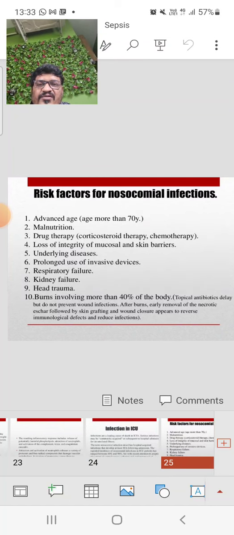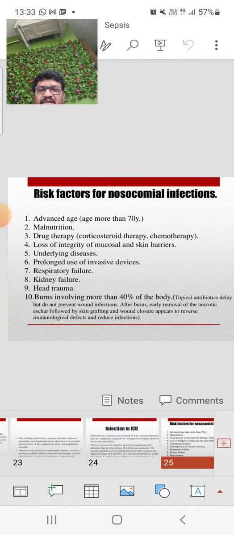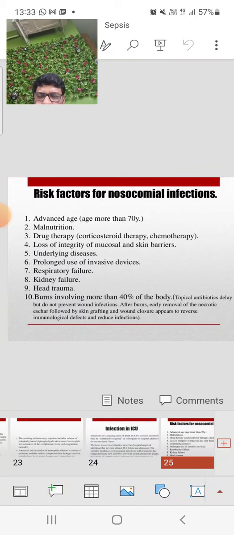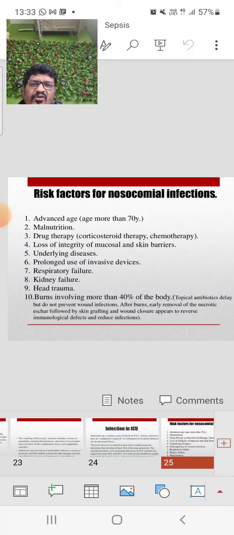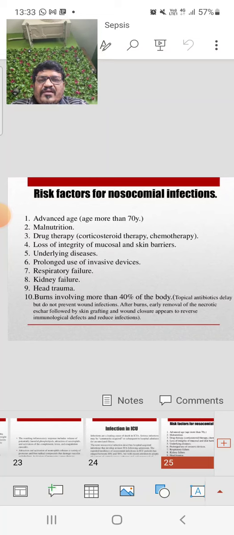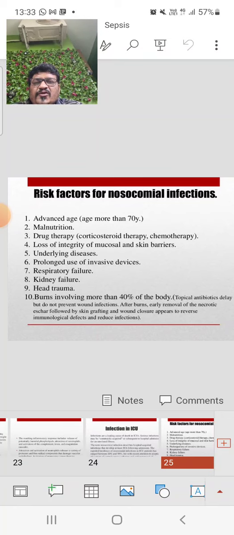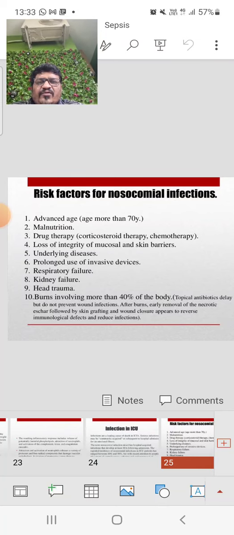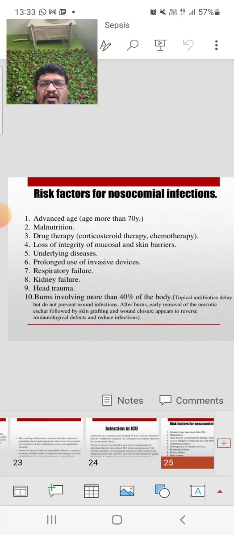Risk factors for nosocomial infections are advanced age, when the age group is more than 70 years, malnutrition, drug therapy like corticosteroid therapy or chemotherapy, loss of integrity of mucosal and skin barriers, underlying disease, and prolonged use of invasive devices, respiratory failure, kidney failure, head trauma. So there are multiple risk factors for nosocomial infections, including age, malnutrition, loss of integrity of mucosal barriers, underlying disease, kidney failure, respiratory failure, and head trauma.